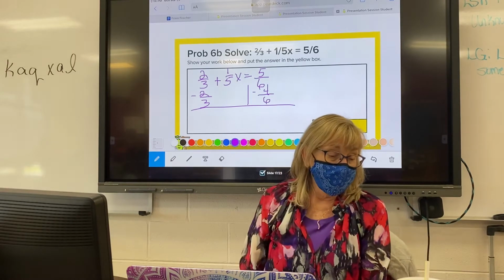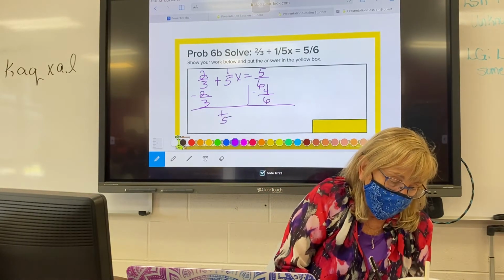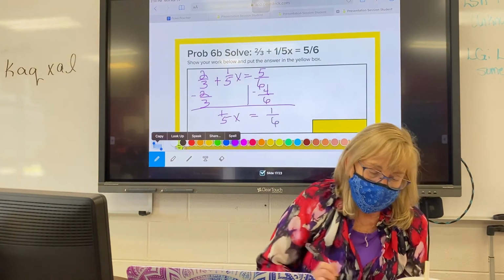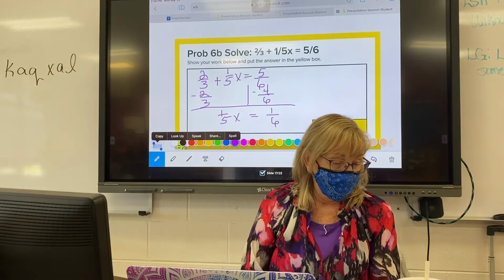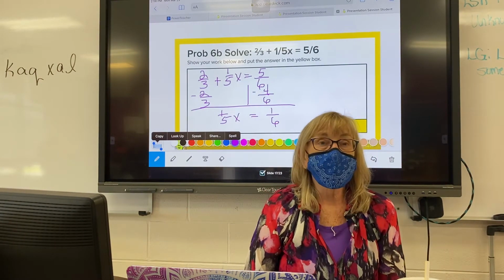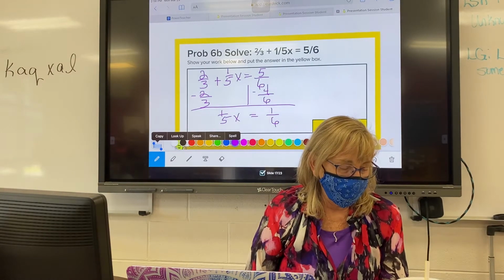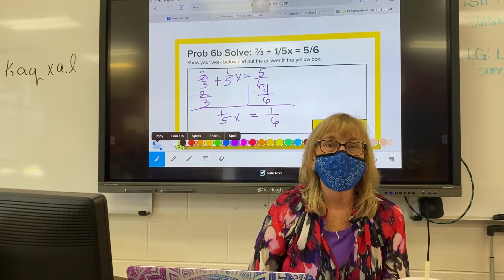Okay? So that gives me 1/5 x equals 1/6. Is it okay if I put in the decimal version? Nope, I don't want it as a decimal. Leave it as a fraction. If I give it to you in fraction form, you need to answer in fraction form.